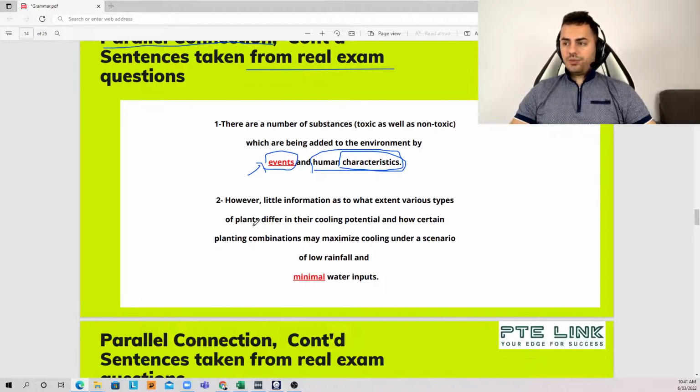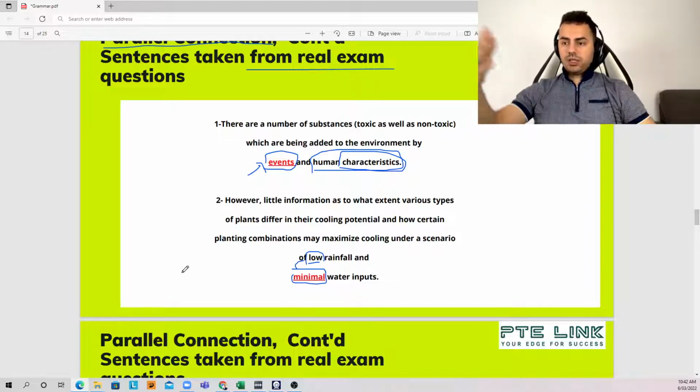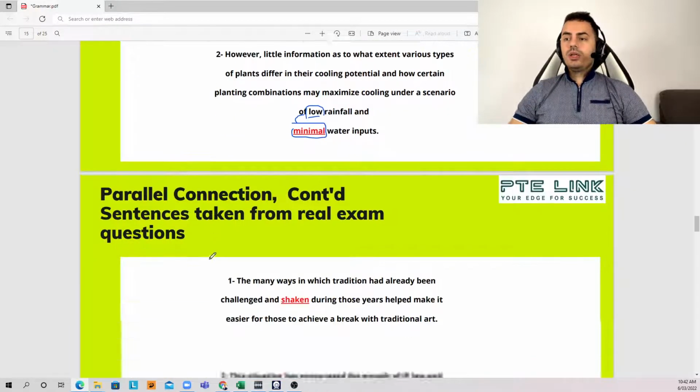Another example. If you read this one: however, little information all the way, their cooling potential and how certain planting combinations may maximize cooling under a scenario of low rainfall and minimal water inputs. "Low" here goes in parallel with "minimal." Yeah, they are both adjectives. Okay, parallel connection. This is a real exam question, by the way.